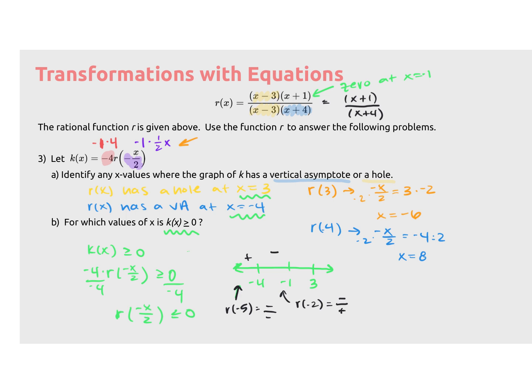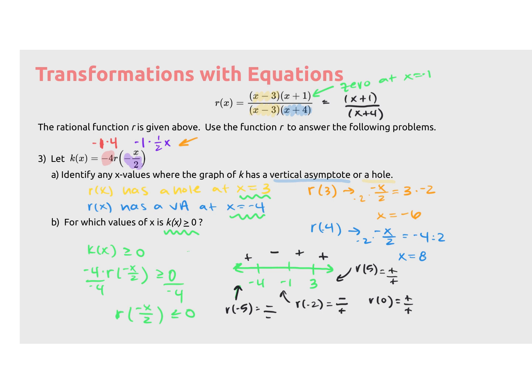In the third interval, I'm going to plug in 0. That would give me a positive over a positive, which gives me a positive interval. And then in that last interval, I'm going to plug in, how about 5, which gives me another positive over a positive. So I have positive, negative, positive, positive for those intervals from left to right.